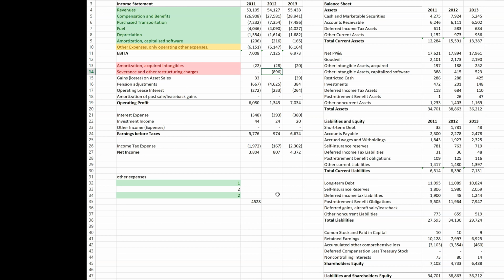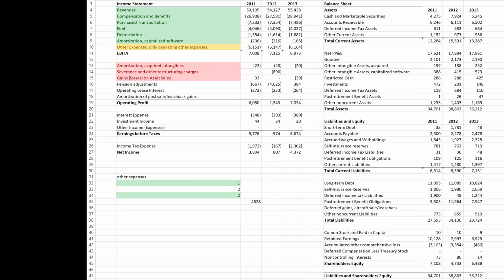Now, this is not typically considered operating in nature because, even though it's sort of part of the operations of the firm, in terms of constantly managing their employees and workforce across the world, severance charges are not something that we consider to be part of their normal operations. So we won't include it.